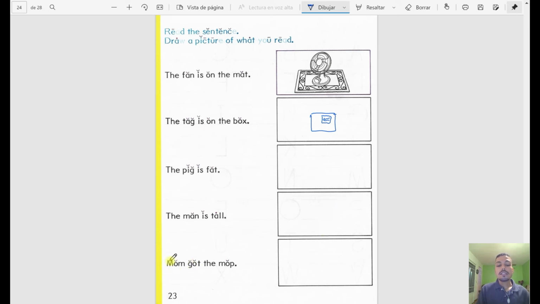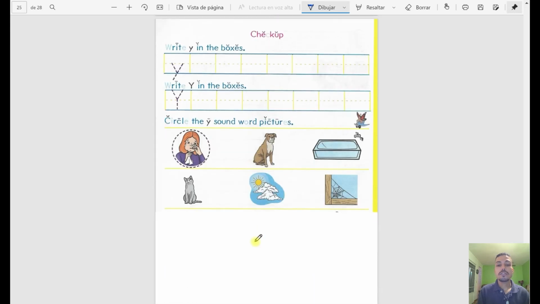Y la última dice, Mom got the mop. Mom got the mop. Mamá tiene el mapo. Mamá tiene el mapo. Pues que voy a dibujar aquí en el último una mamá, ¿verdad? Con un mapo. ¿Ok? Eso es lo que voy a dibujar, ¿ok? When I finish, cuando yo termine de dibujar, ¿verdad? I finish with the page number 23 and we can go to the page number 24.